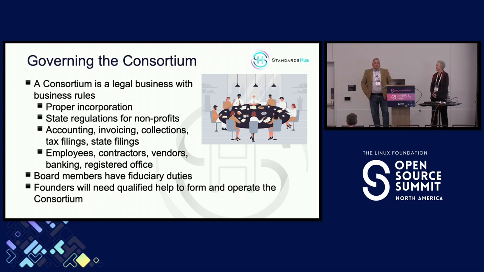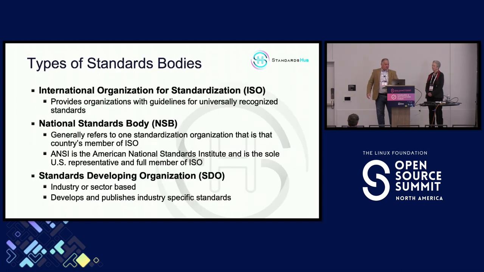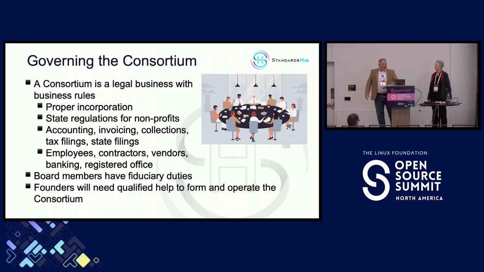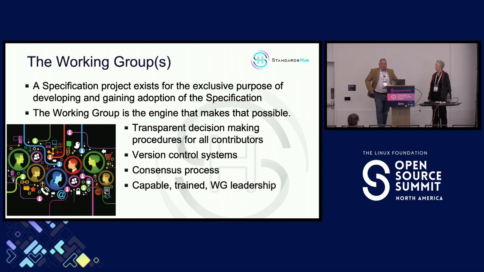So before I move to the next slide, one of the things I want to do, we talked about the standards bodies that are available a couple of slides ago, the ISO, the national standards bodies and so forth. One of the advantages that you have in joining a standards working group in one of those is that they have an established process, right? So you're essentially inheriting whatever is there.